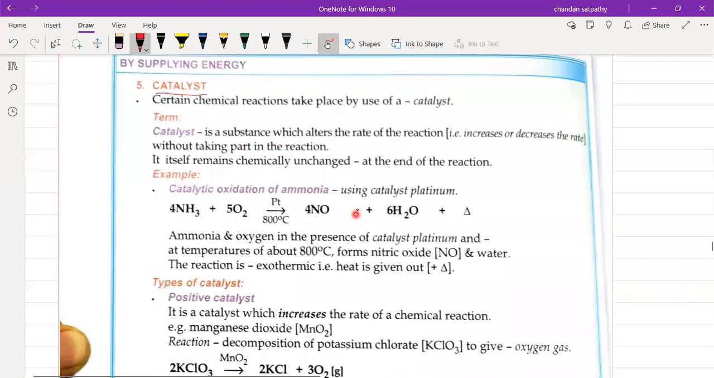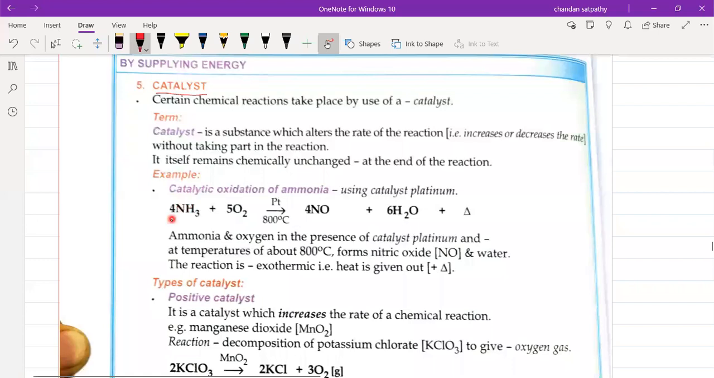But if a catalyst is given, then the rate of the reaction increases or decreases. That means either it will make the reaction faster or it will make the reaction slower. Suppose the reaction is very fast, and if we keep the catalyst, it will become a little bit slow. Suppose the reaction is very slow. If we give the catalyst, it becomes a little bit faster. So catalyst changes the rate of the reaction.